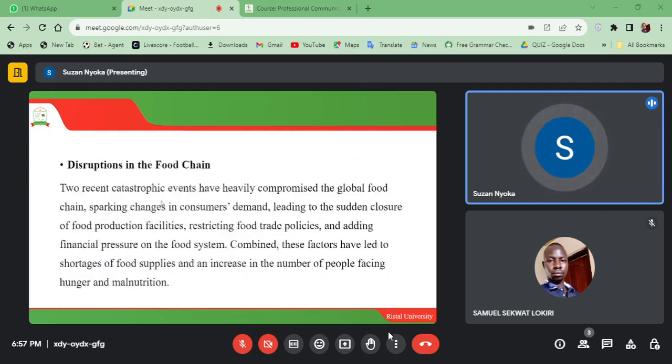Other disruptions in the food chain. The recent catastrophic events have heavily compromised the global food chain, sparking changes in consumers' demand, leading to the sudden closure of food production facilities. Combined, these factors have led to shortage of food supplies and an increase in the number of people facing hunger and malnutrition.